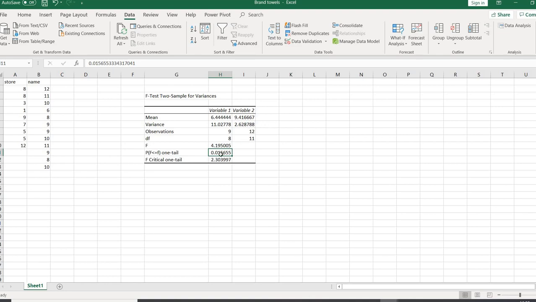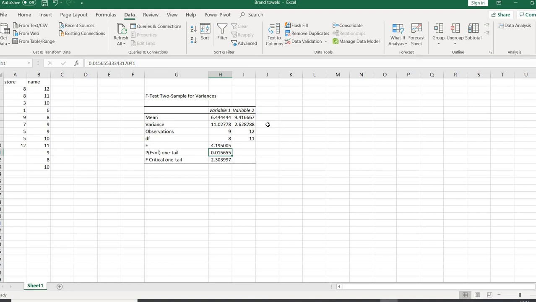That is your null hypothesis. Look at your p-value. The p-value of the test is 0.015, which is less than 0.05. This is the one-tail test. But if you want to consider the two-tail test, you multiply this p-value by 2, so it will still be less than 0.05. Because it is less than 0.05, we reject the null hypothesis of equal variance.